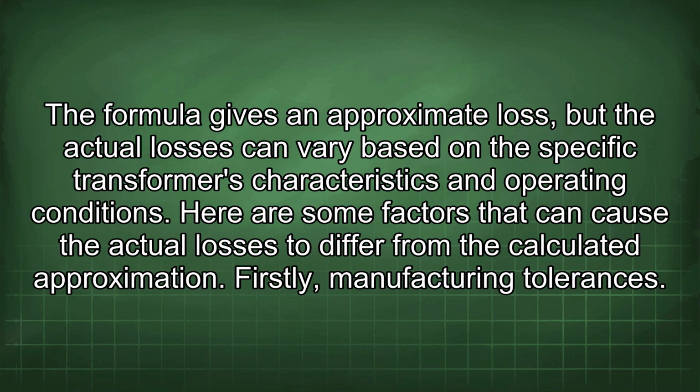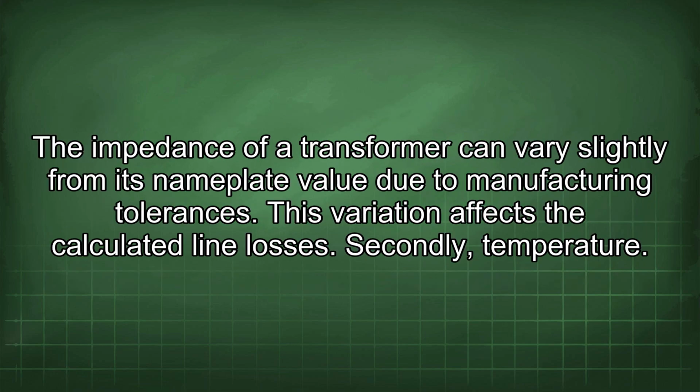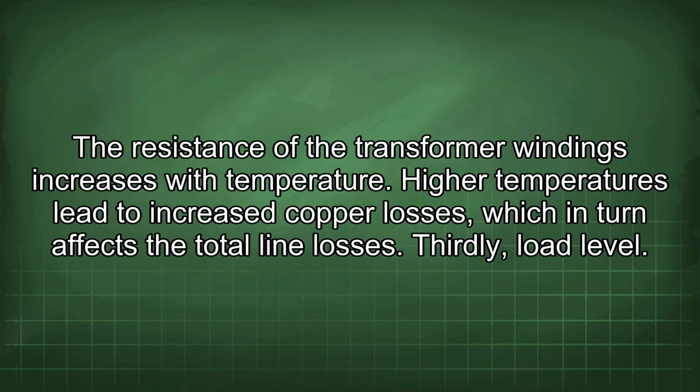Firstly, manufacturing tolerances. The impedance of a transformer can vary slightly from its nameplate value due to manufacturing tolerances. This variation affects the calculated line losses. Secondly, temperature. The resistance of the transformer windings increases with temperature. Higher temperatures lead to increased copper losses, which in turn affects the total line losses.